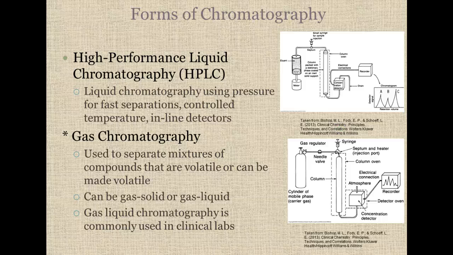We get a little fancier here with high performance liquid chromatography. It is liquid chromatography that uses pressure for fast separations, controlled temperature, and inline detectors. So you can see there's a series of columns that it goes through to separate them. Gas chromatography separates mixtures of compounds that are volatile or can be made volatile. It can be gas solid or gas liquid, and gas liquid chromatography is commonly used in the clinical labs. Here there's a cylinder of mobile gas, and it will separate it out, and it'll be detected on the end to determine what is there.